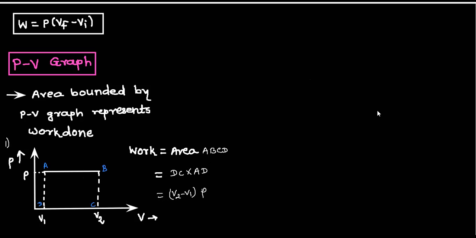Next, let's see the second graph. What type of graphs are we getting? Just see. Here I am taking a graph like this. Again, pressure is here and volume is here, same as before. But this time your graph is something like this.